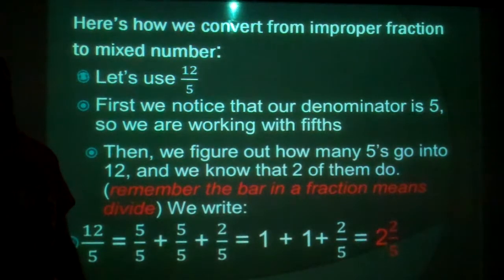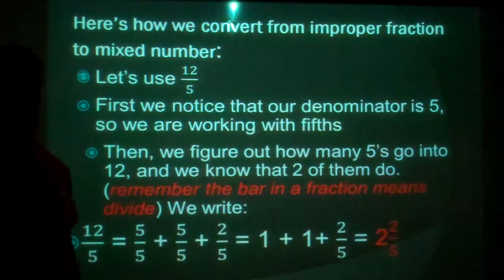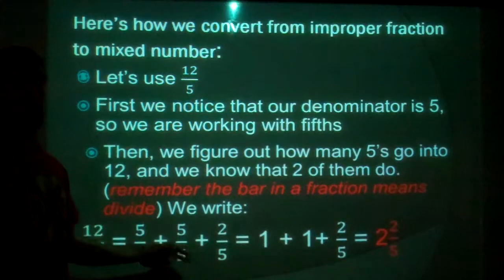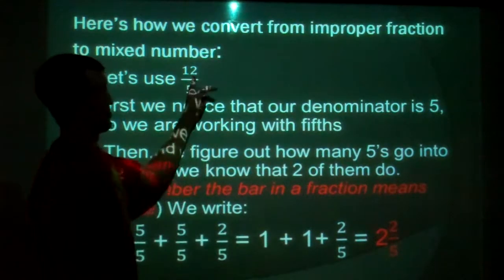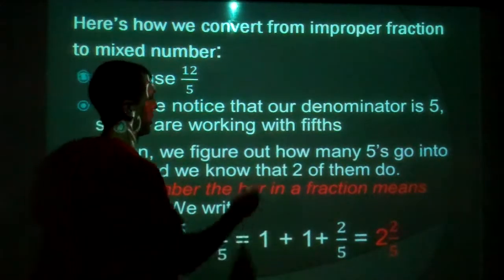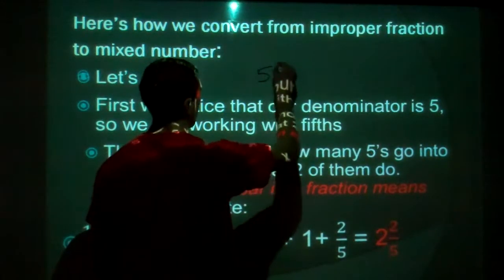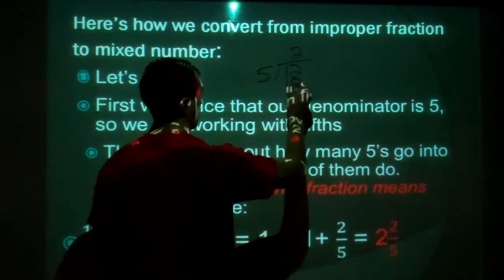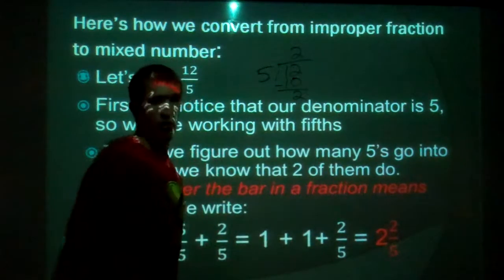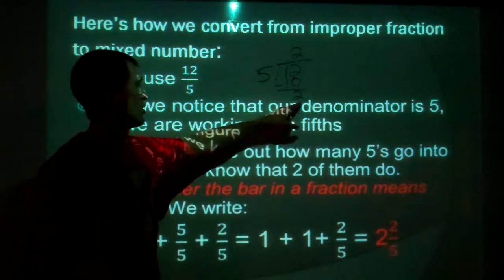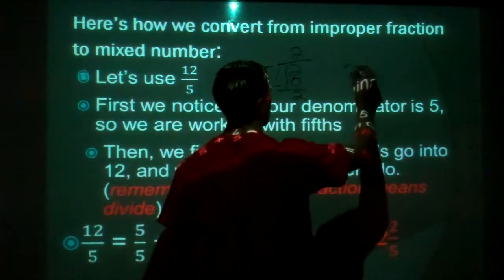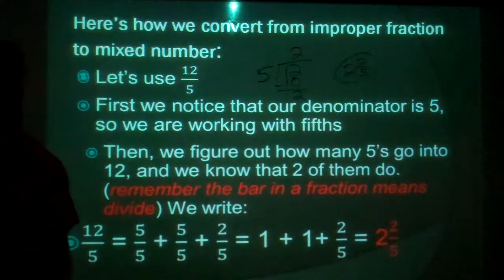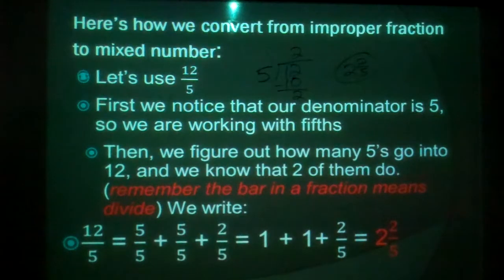Now, if we want to do it the other way, like we had done in the first 2 examples, this is just an alternate method, and I just wanted the students to see what this actually meant. We can actually do the division. 5 goes into 12 twice. 2 times 5. Get a remainder of 2. So 2 and 2 over 5. Either way, you're getting the same answer. So either way is fine with me.